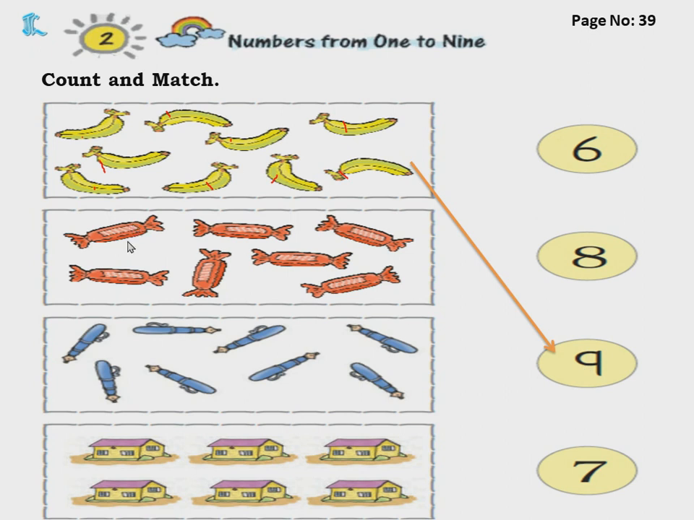Next, chocolates. 1, 2, 3, 4, 5, 6, 7. Where is 7? Is this 7? No. Is this 7? No. Is this 7? Yes. So we'll match it here.